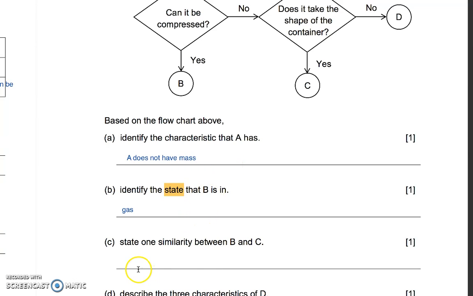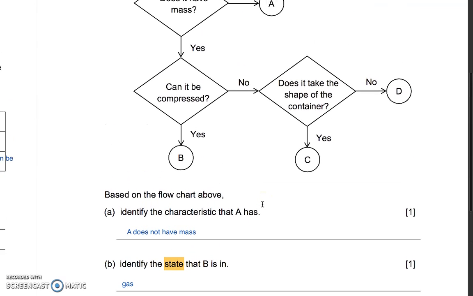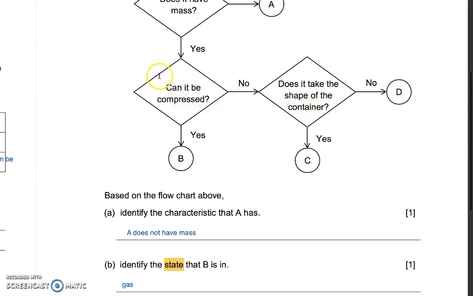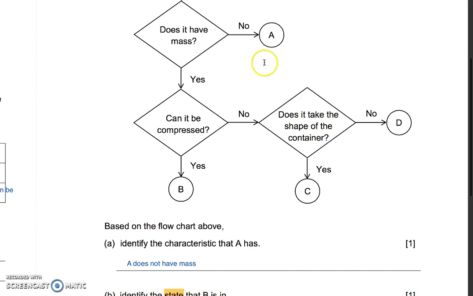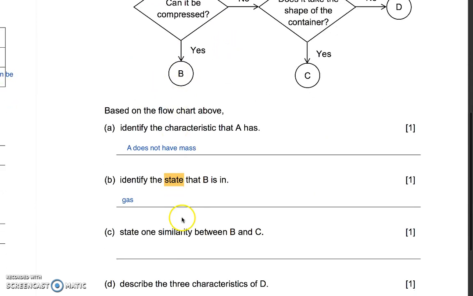Next, state one similarity between B and C. If you look here, does it take the shape of the container? Yes, it takes the shape of the container, but we cannot conclude that for B because B didn't manage to come to this question. So the only similarity that they have in common is that both of them have mass.